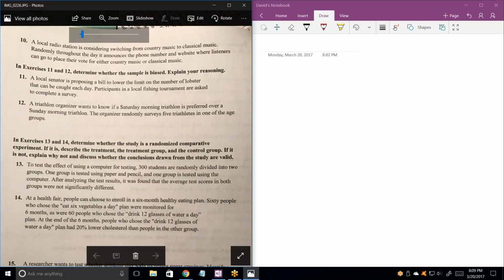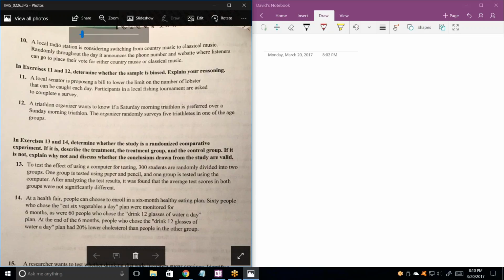Okay, yep. And the treatment group and the control group. And then the treatment group, one group is tested using paper and pencil, and one group is tested using the computer. Okay. Do we know which is the treatment and which is the control, or does it matter? We haven't really talked about this that much. We briefly went over it. Yeah, I don't know, to be honest with you. I guess the treatment group goes with the treatment. Yeah, I would think so.